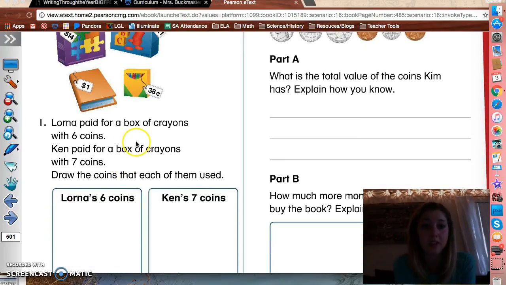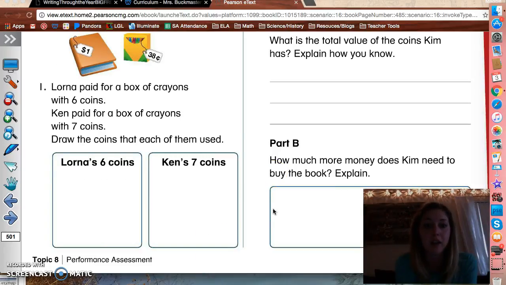Lorna paid for a box of crayons with 6 coins. They don't tell you which 6 coins, they just tell you with 6 coins. Ken paid for a box of crayons with 7 coins. Draw the coins that each of them used. So you need to find a way to make that price with 6 coins and then another way to make that price with 7 coins. You can pause and work on that one.